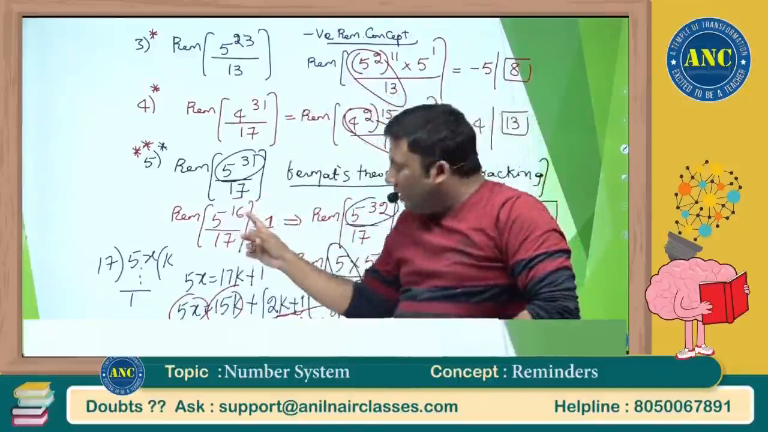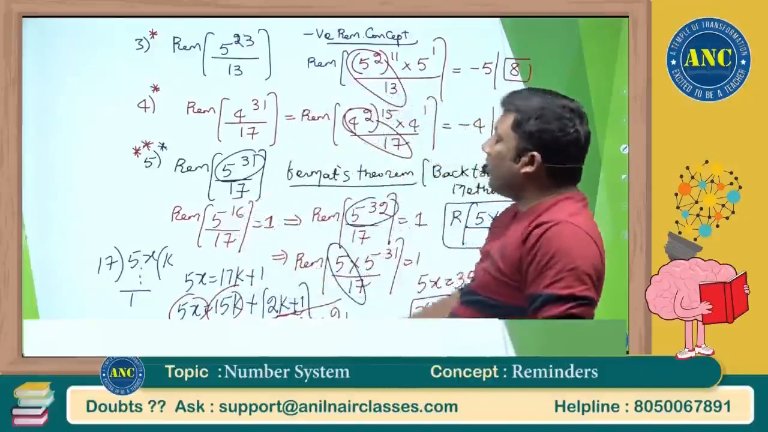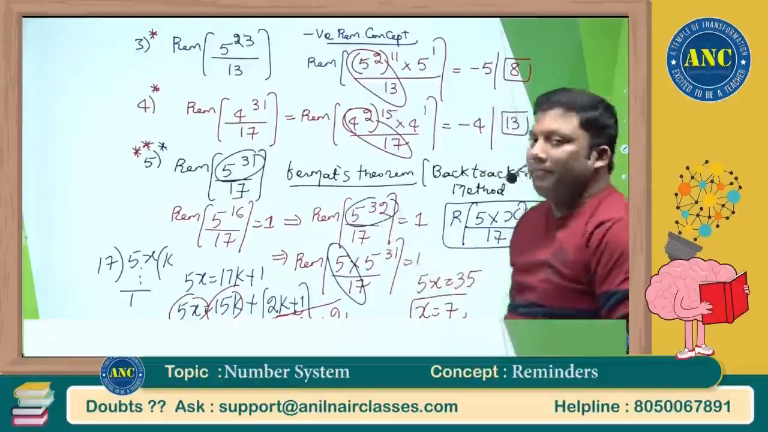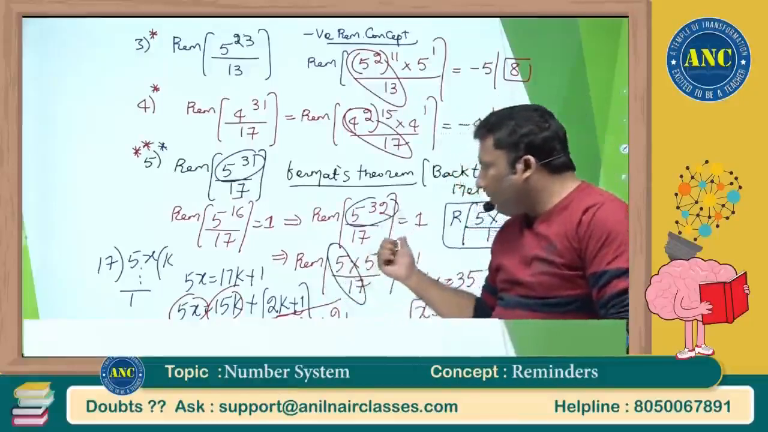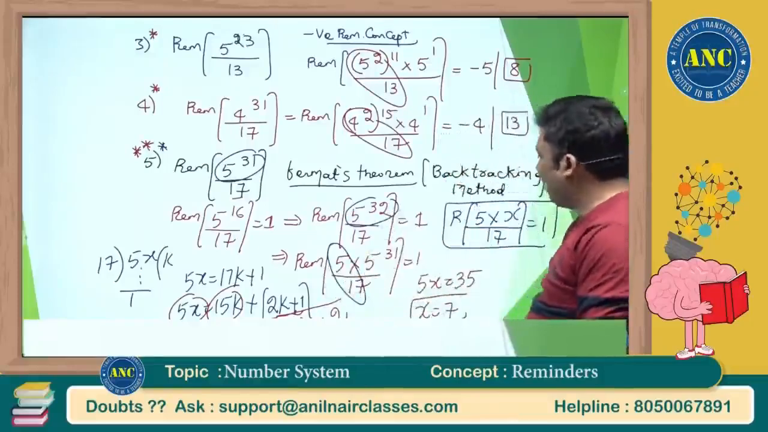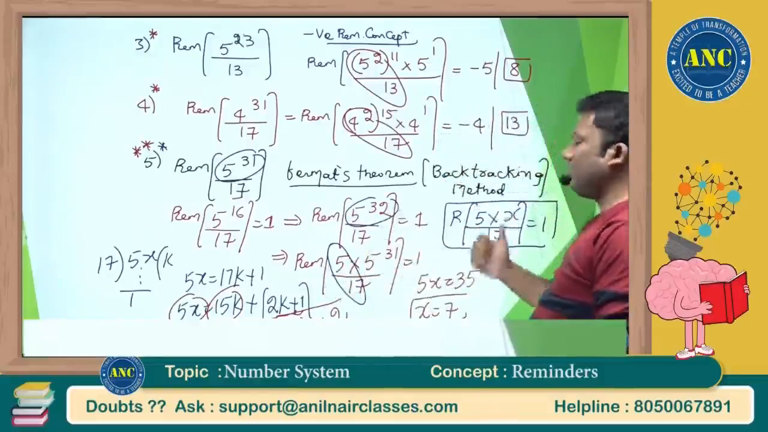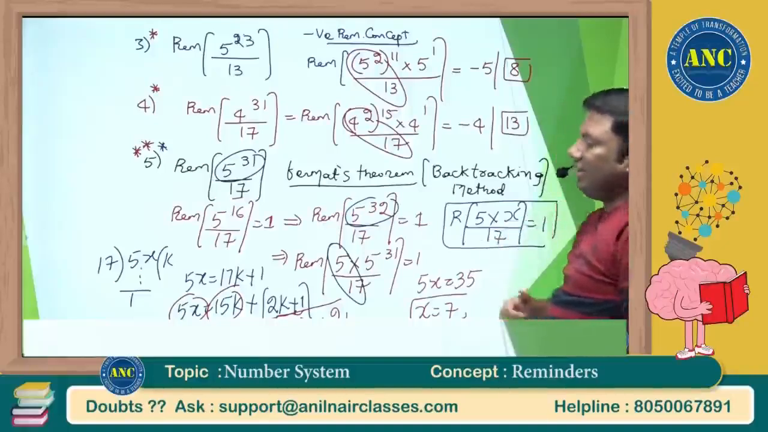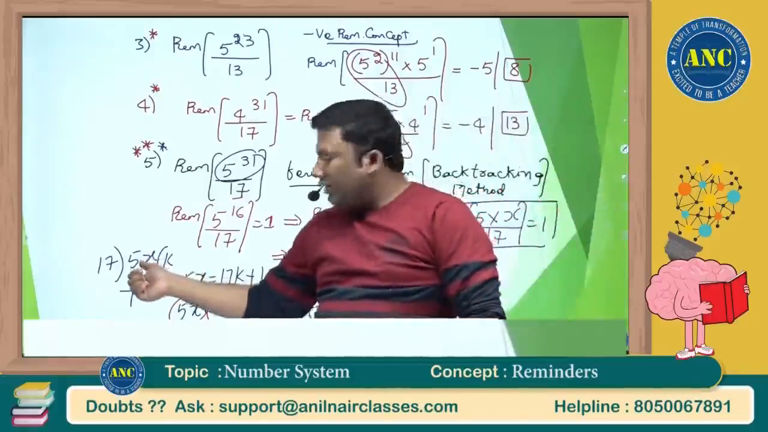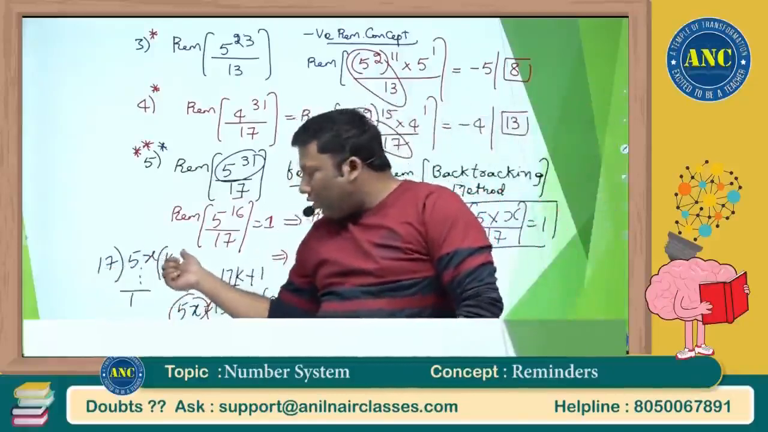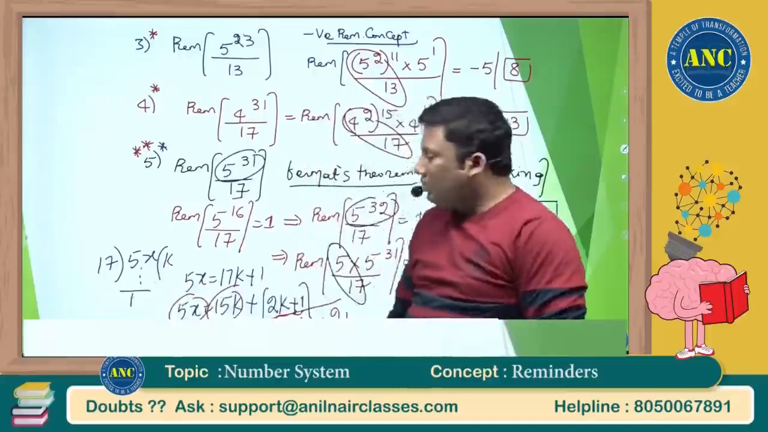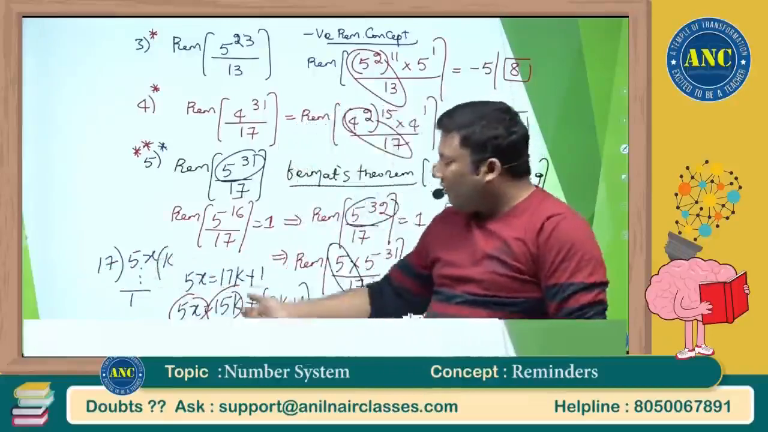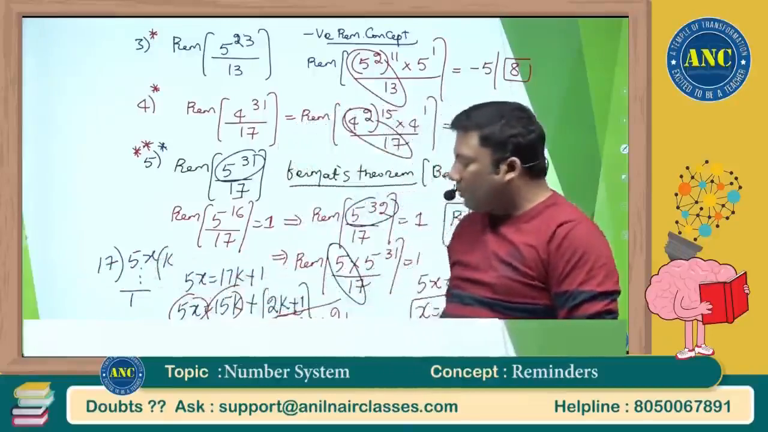5 power 16 divided by 17, it is 1. Multiple of 16 is 32. I want 5 power 31. So 5 into 5 power 31 by 17 is 1. 5 power 31 by 17, let the remainder be x. 5x divided by 17 is 1. 5x is the dividend, 17 is the divisor. Quotient is k, remainder is 1. Dividend is equivalent to divisor into quotient plus remainder. 5x is equivalent to 17k plus 1.